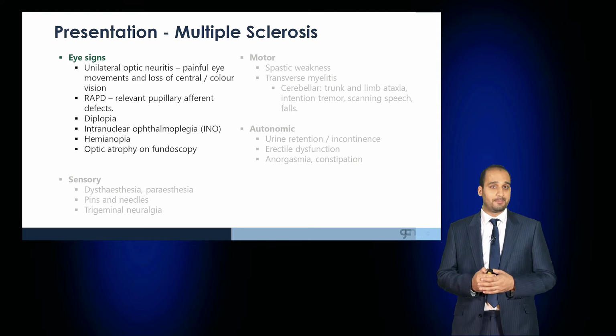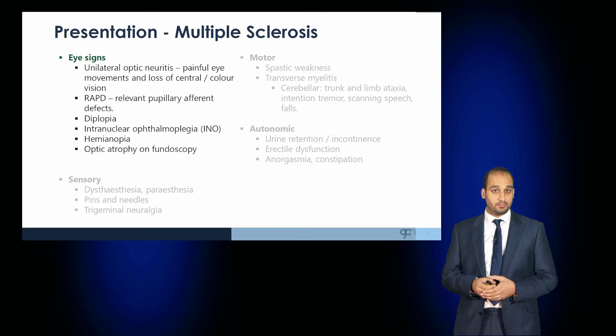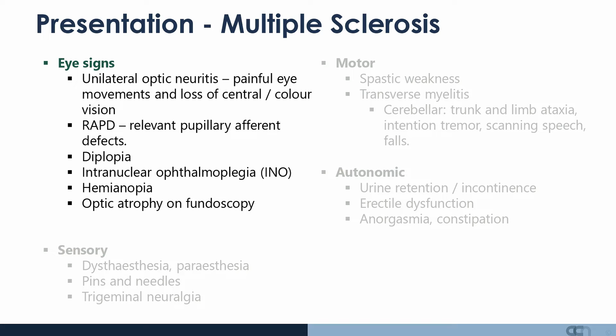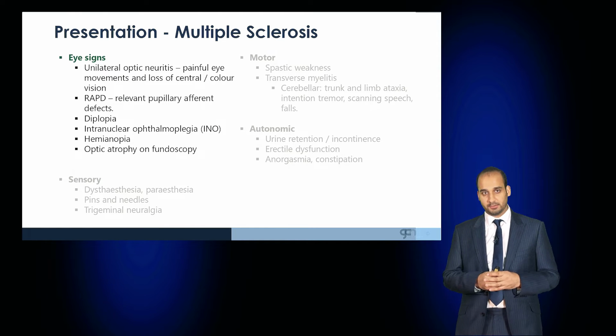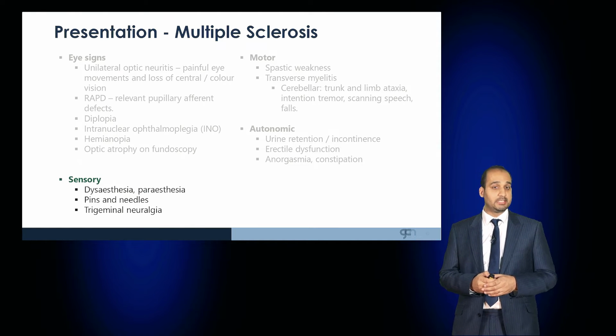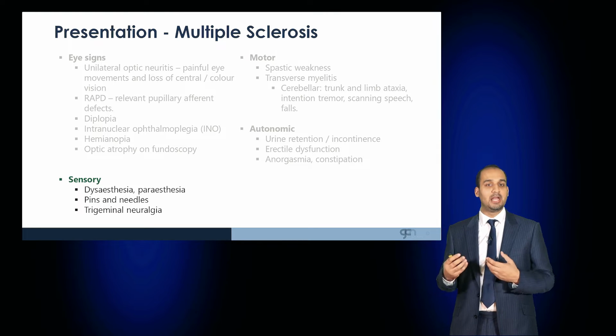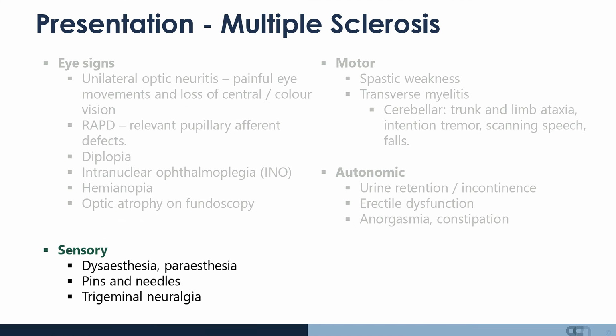There are multi-system presentations. Eye signs include unilateral optic neuritis, resulting in painful eye movements and loss of central and colour vision. As a result, patients may develop a relative afferent pupillary defect, diplopia, internuclear ophthalmoplegia, hemianopia, and optic atrophy on fundoscopy. Sensory changes include dysesthesia or paresthesia, pins and needles, and trigeminal neuralgia if the trigeminal nerve is affected.